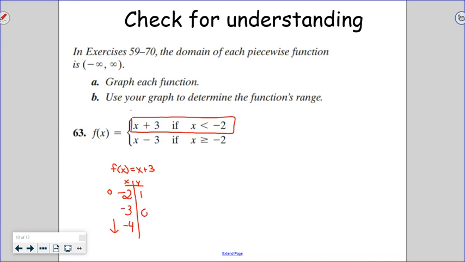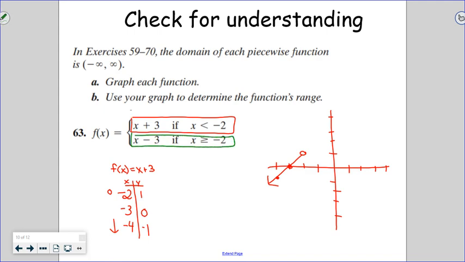-3 plus 3 would be 0. -4 plus 3 would be -1. So we start at -2, comma 1 with an open dot. -3, 0. -4, -1. Arrow. You have to have both of those on there. Dot, open dot, arrow. Second one. Here's my function.